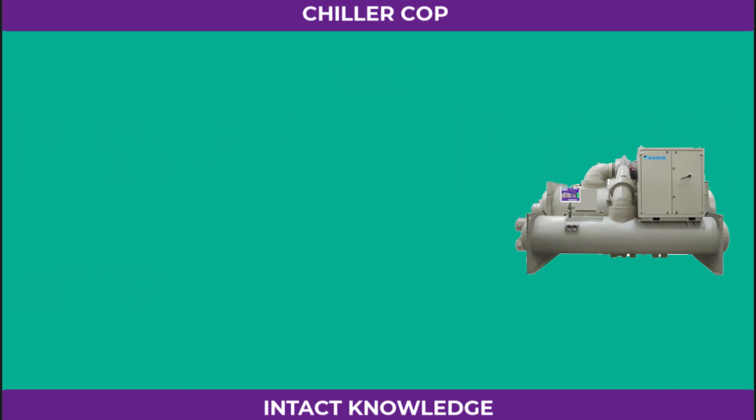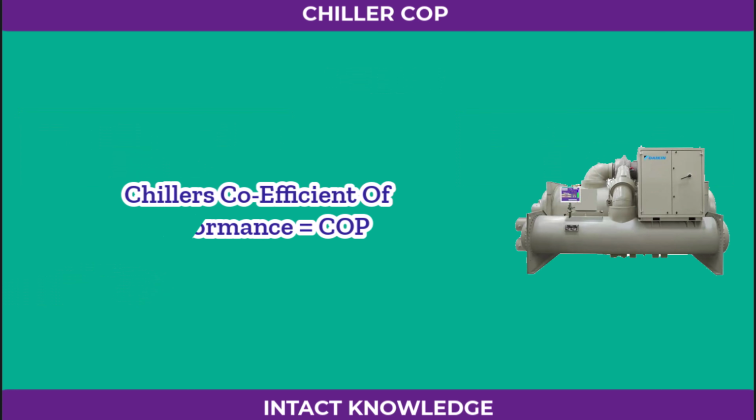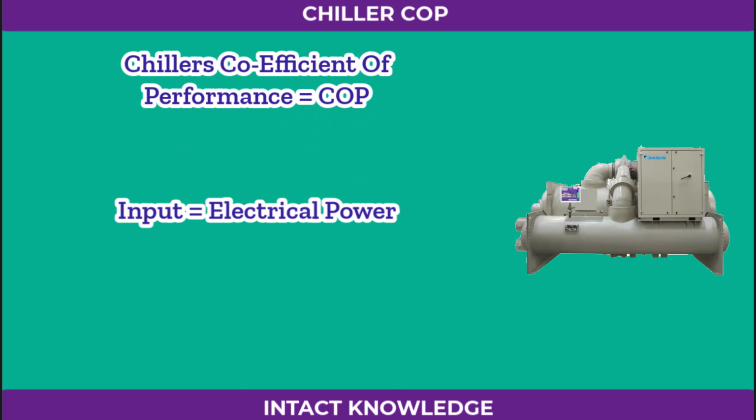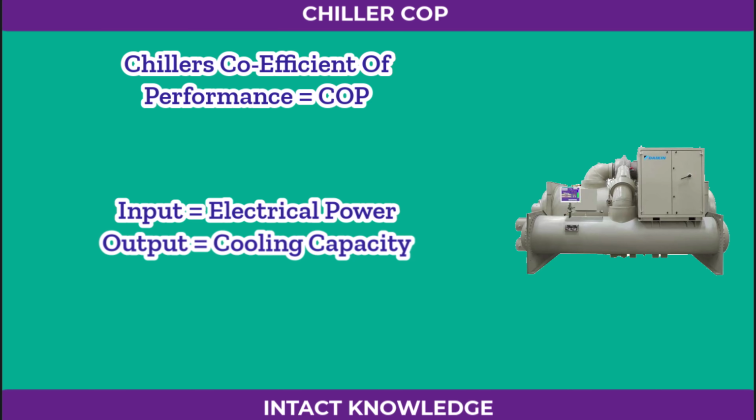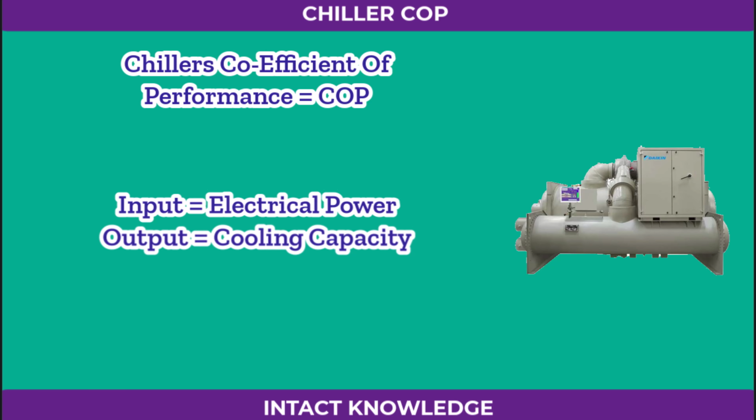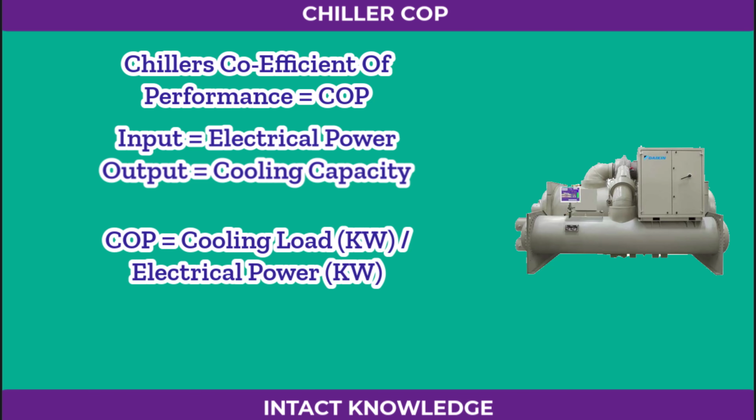Just like cars have mileage, chillers have something called the coefficient of performance, or COP. In a car, we use fuel as input and get distance as output. In a chiller, the input is electrical power and the output is cooling capacity. The formula for chiller COP is COP equals cooling load in kilowatts divided by electrical power in kilowatts.